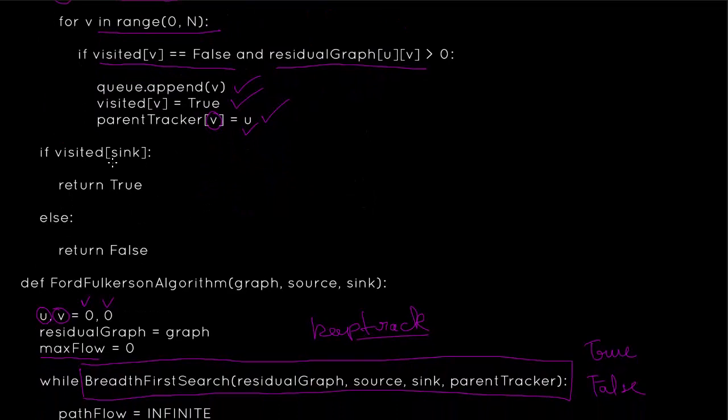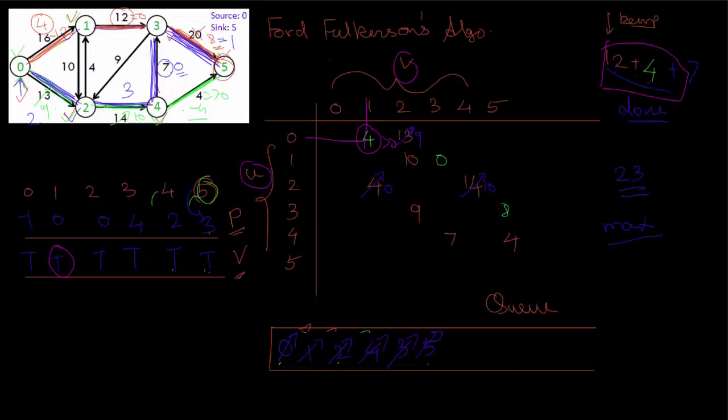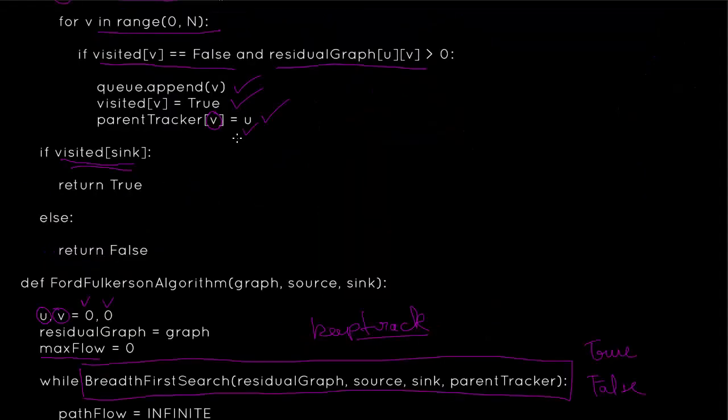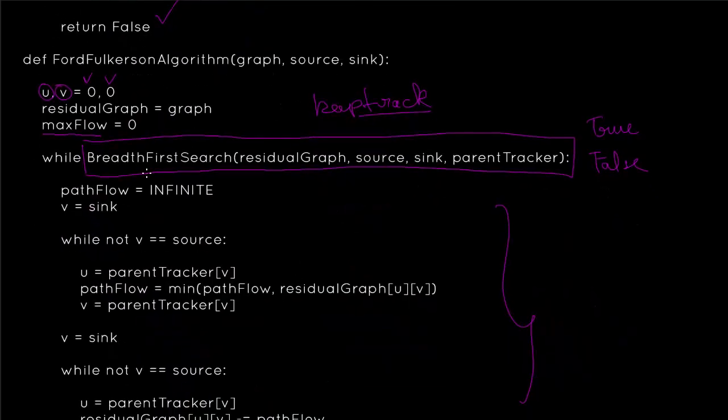Okay? Then you check if the sink was visited. As I said, you always want to have the sink to be visited. You can never have the sink not visited. That's why when everything became 0 over here, you couldn't really go back to the sink. And that's why we basically ended the thing, right? So if the visited of sink is not true, then you return false. Else if you have visited the sink, then you return true. And if you return true, only then this while loop will run.